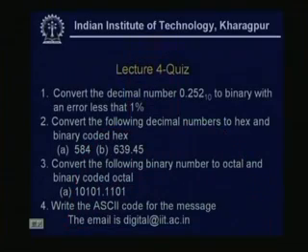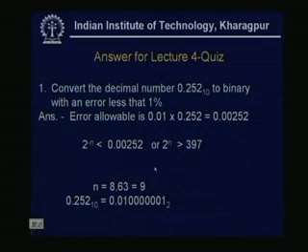We will continue the digital logic lecture 3, but before that we quickly go through the answers of the last day's lecture quiz. The last day's quiz had 4 questions and we see the answers. The first question was to convert the decimal number 0.252 decimal to binary with an error less than 1%.